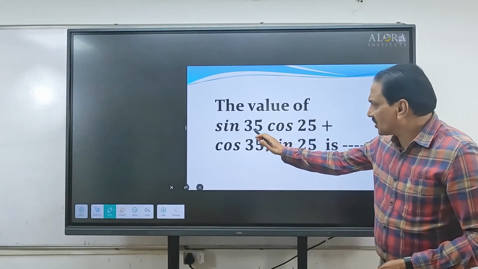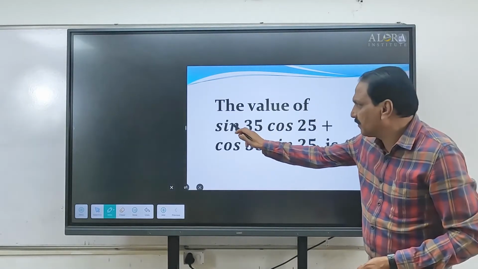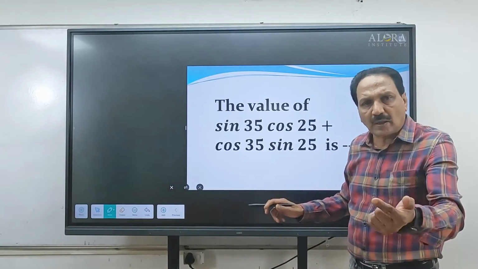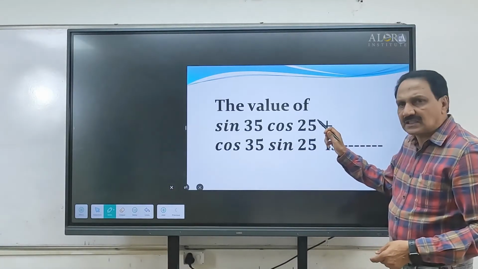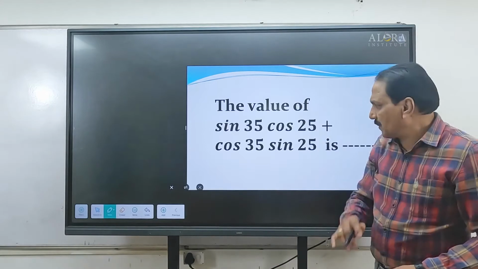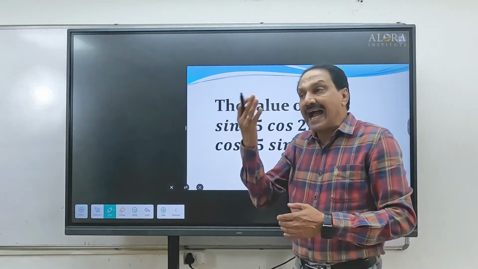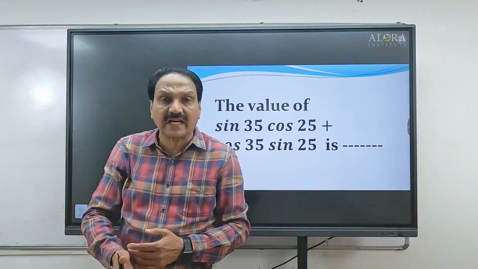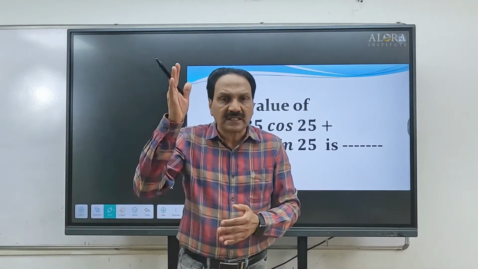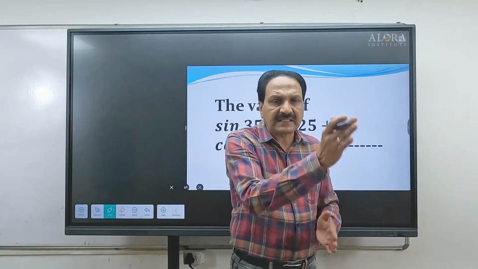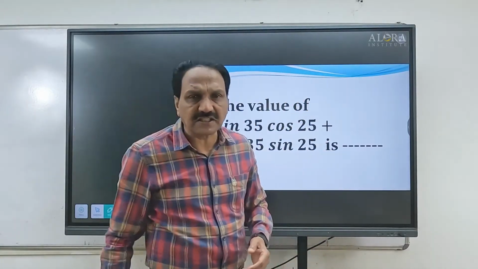Suppose if the angle instead of 35 degree is given as 30 degree, what is sin 30? We know that it is 1 upon 2. Suppose if it is cos 30, then cos 30 is equal to root 3 by 2. So instead of giving 35 degree and 25 degree, if the angles would have been the standard acute angles, what are the standard acute angles? 0, 30, 45, 60 and 90 degree. Immediately you can write the result.